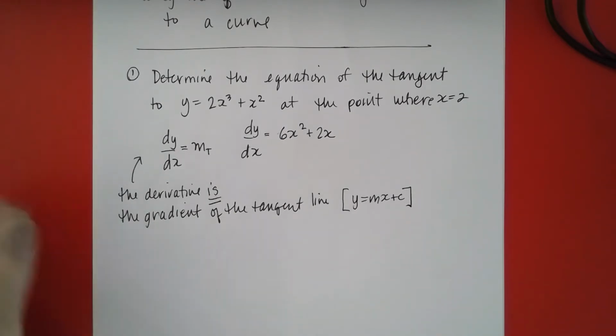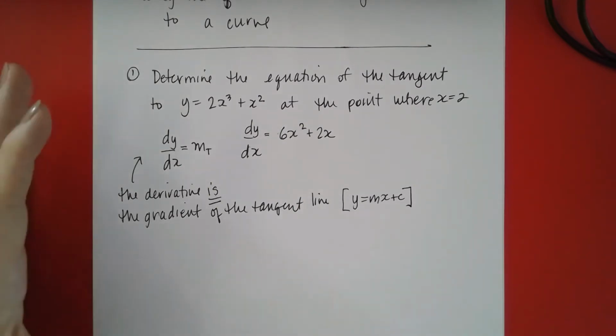So I could put any point in on that graph, any x value, and it would give me the gradient at that point. Now, do we know what point we're using? We know x is 2. Do we know what y is? And is that important? Maybe, maybe not. So let's just put the 2 in.